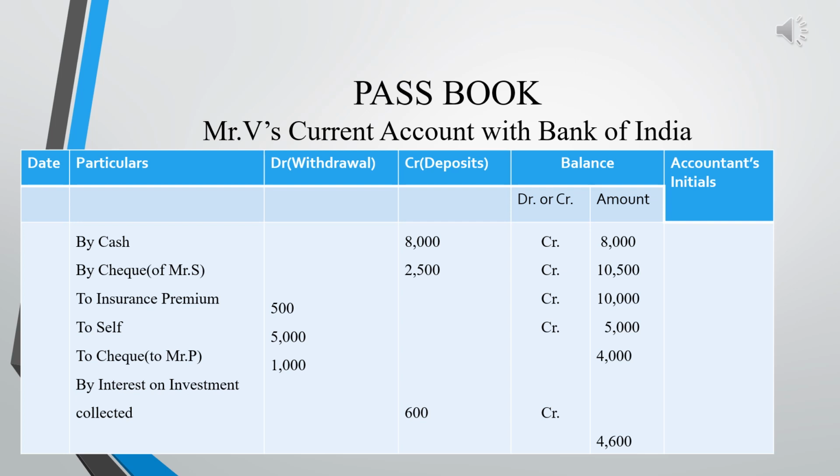Mr. P has received a cheque from Mr. B and it has been presented in the bank, that is rupees 1,000. Again, that 1,000 rupees has been deducted. Finally, interest on investment is collected. Either by cheque or through standing instruction, the interest from the investment Mr. B has made has been deposited in the account. So the bank balance will increase to 4,600.